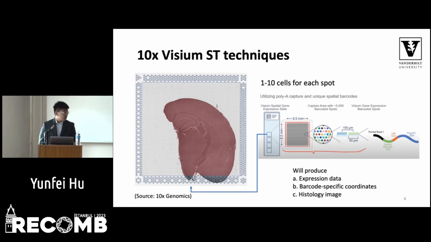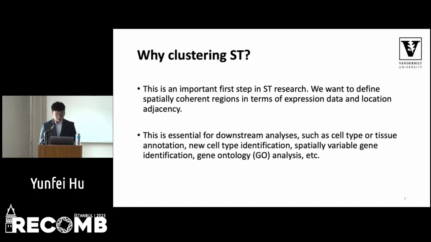So why are we doing the clustering here for the ST data? I think this is an important first step for most ST researchers. We want to define spatially coherent regions in terms of expression data and location adjacency. This is essential for downstream analysis such as cell type identification, tissue annotation, spatial variable gene identification, or gene ontology analysis.